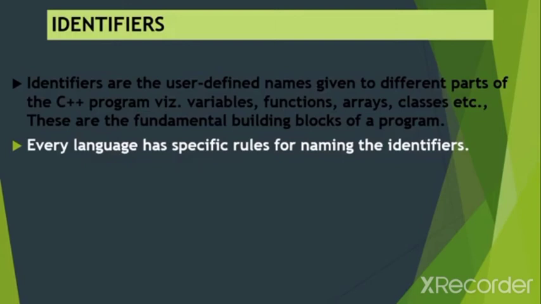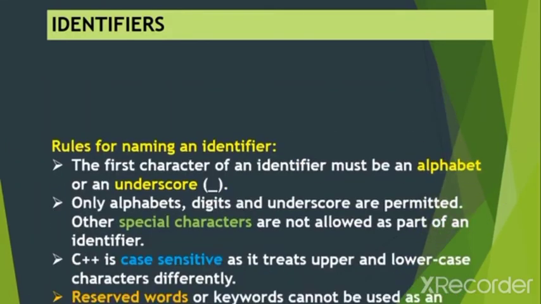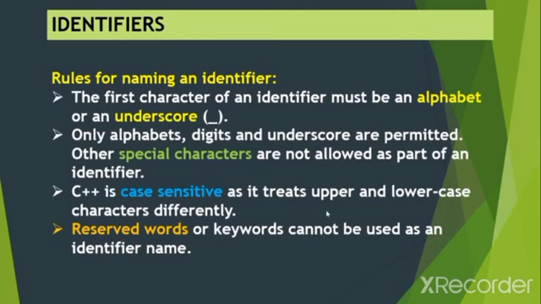Similarly, in the programming language also, they have given some set of rules. We have to follow the rules to give a name to the variables, classes, functions and arrays. Let's see what the rules for naming these things are. So, the rules: the first character of an identifier must be an alphabet or an underscore.